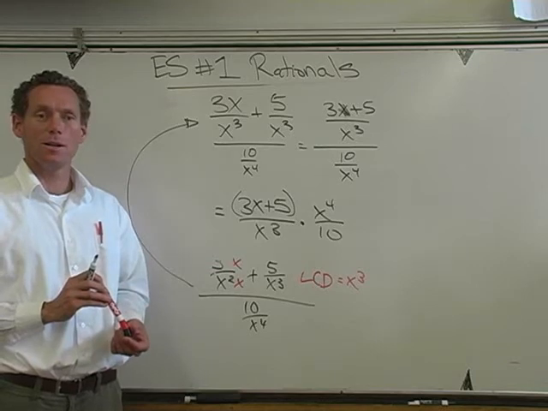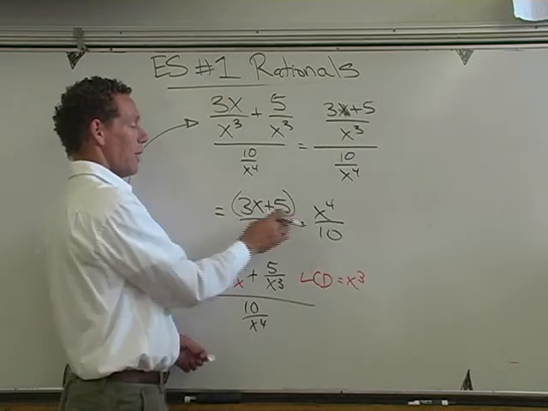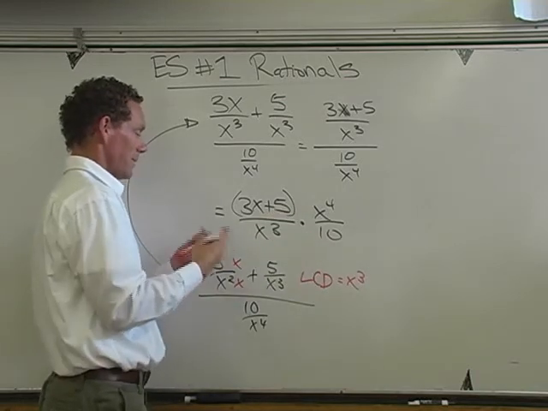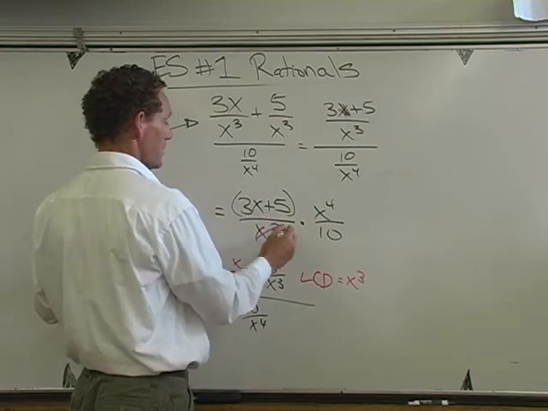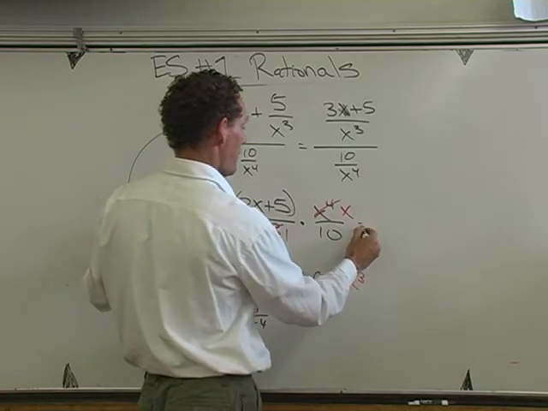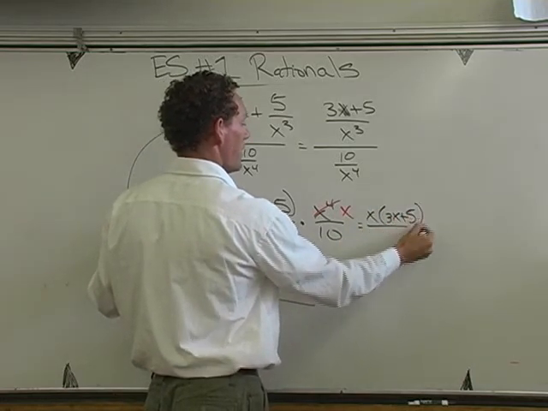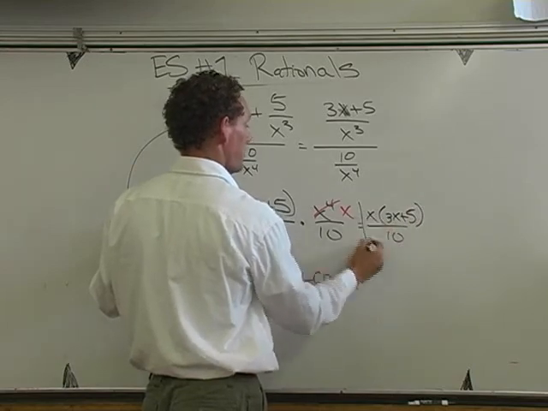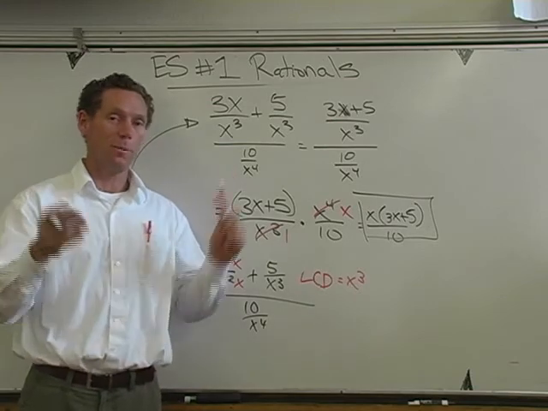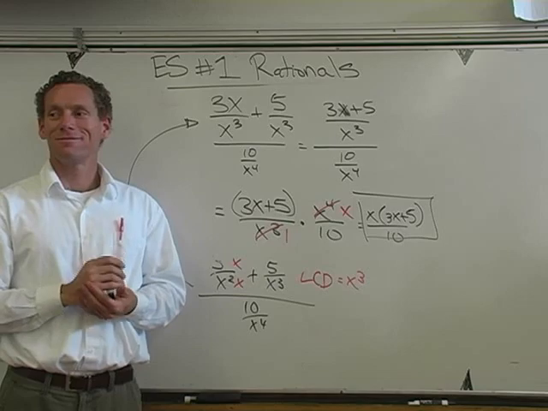What is it? X cubed and x to the 4th. What about the 5 and the 10? You can't do that. These are such good students. Alright, so this goes to a 1 and this goes to an x. And we could express our final answer as x times 3x plus 5 over 10. Great. And in general, I like you to leave those in factor form, but it's not really important. Okay.